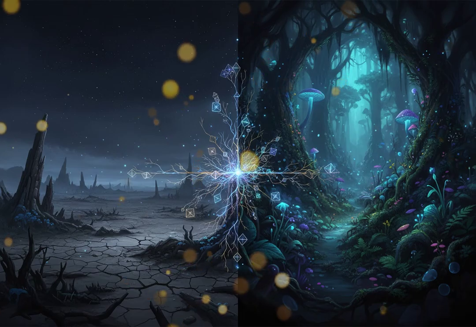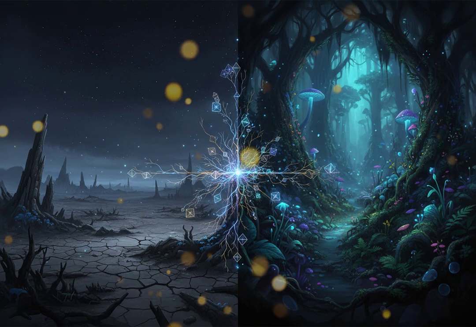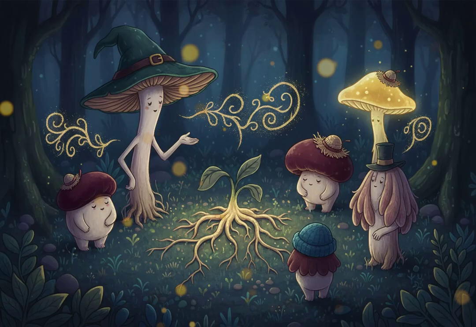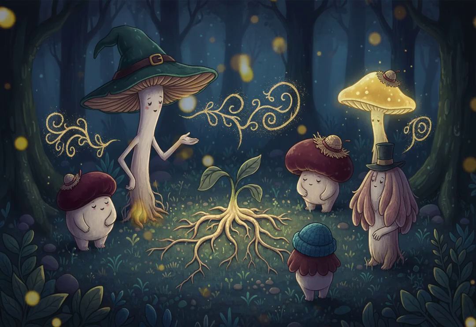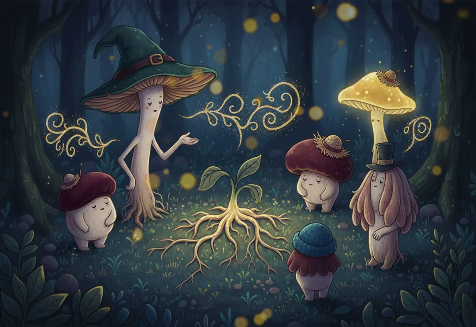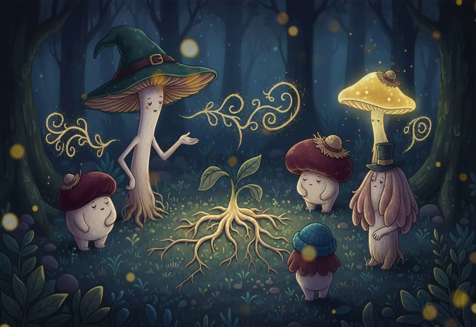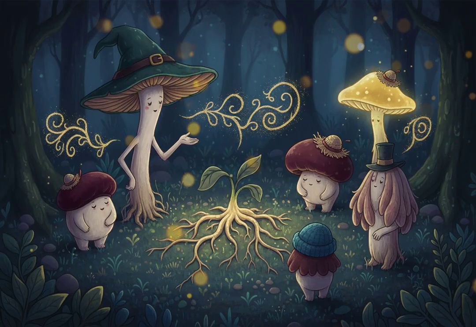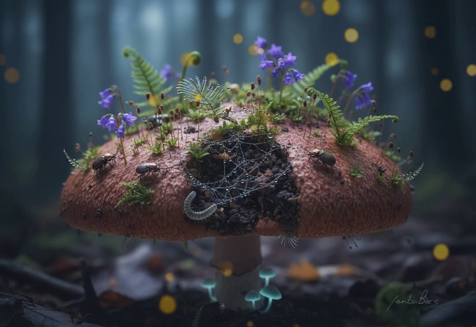The influence of mycorrhizae extends beyond the plant kingdom, reaching into the realms of herbivores and pollinators. Imagine a meadow where flowers bloom in a riot of colors, their fragrances wafting through the warm air. These blossoms, nourished by the mycorrhizal fungi hidden beneath the soil, attract a myriad of pollinators. The health and diversity of plant life directly impact the abundance and variety of these essential creatures.